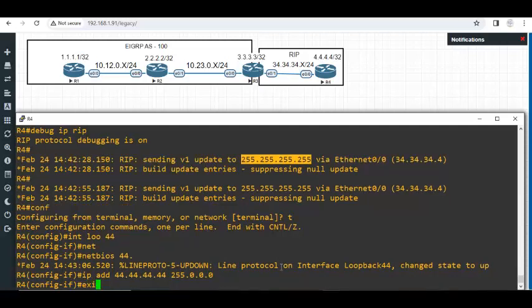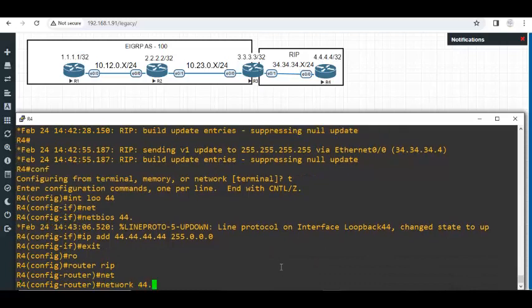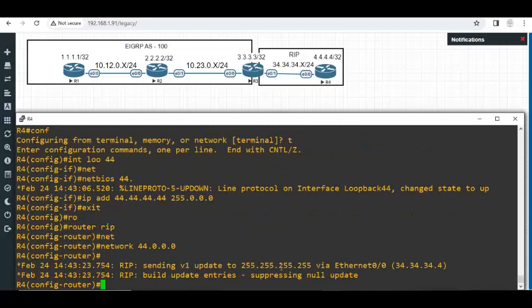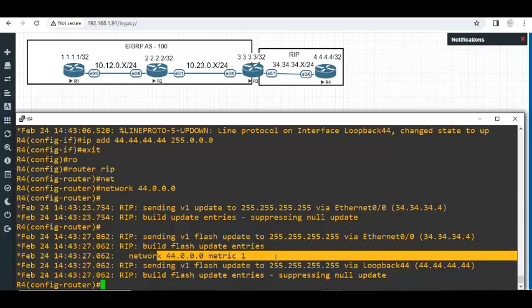Ah, 44 it is advertising. I don't know, something is wrong with 4. It is not advertising 4. Okay, it looks good now. I'll say version 2 now, both sides. I will be learning 44 now without any problem.